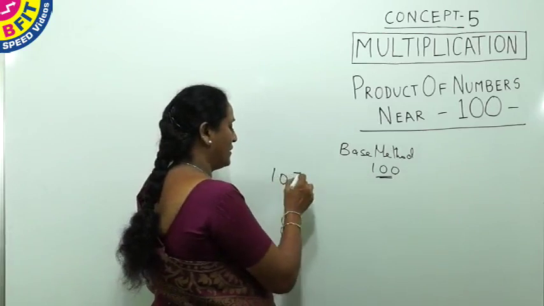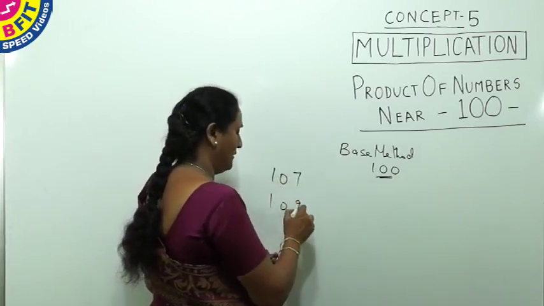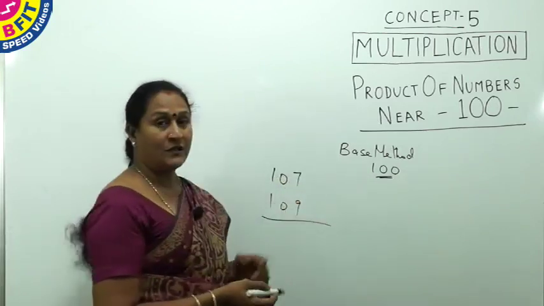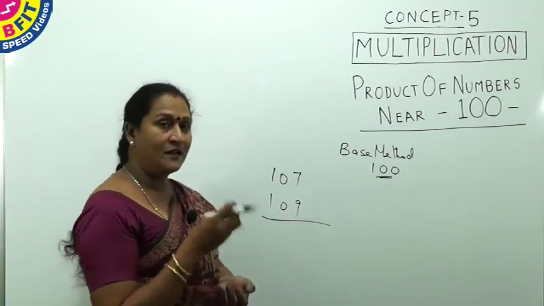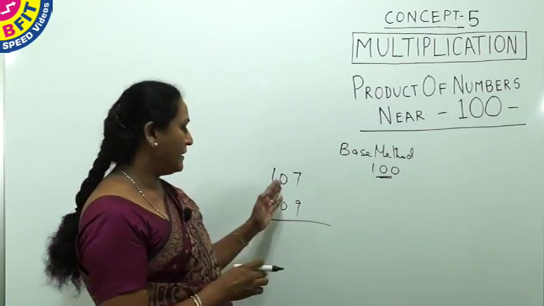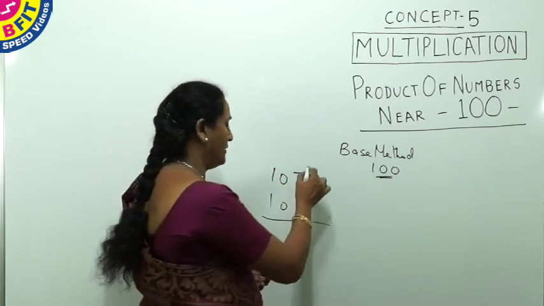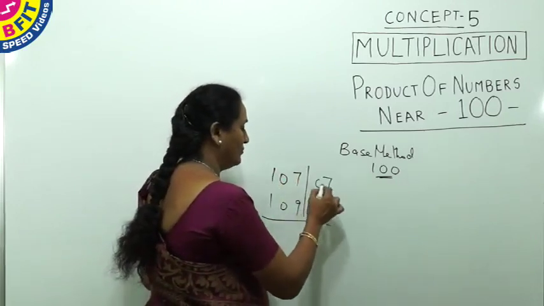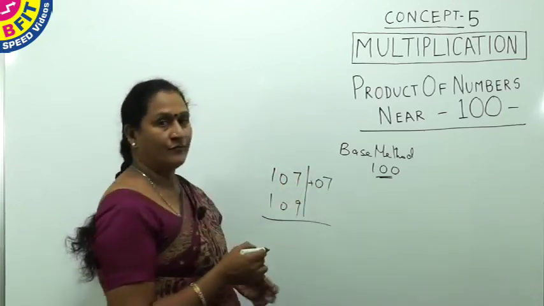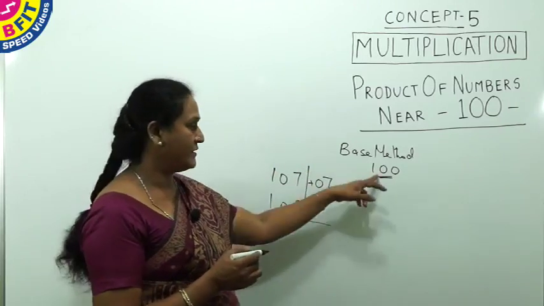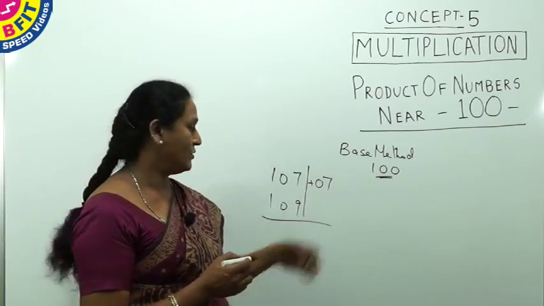Say product of 107 and 109. So here we discussed how much the number was less than 100. Here, how much is 107 more than 100? It is 7 more. So 0, 7. Because of base 100 you should have 2 digits, write 0 and 7.